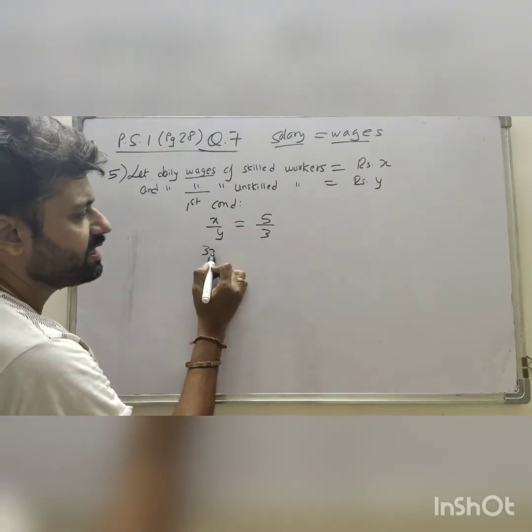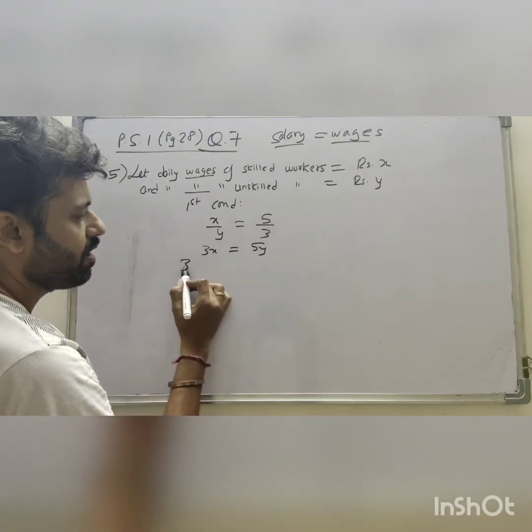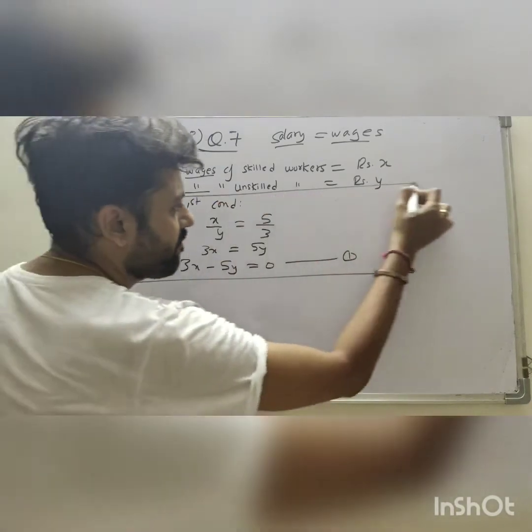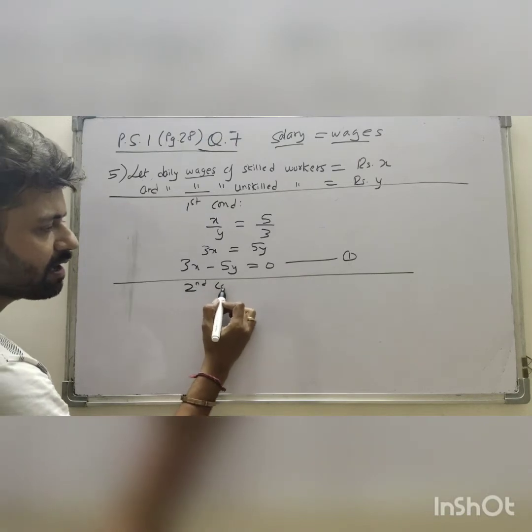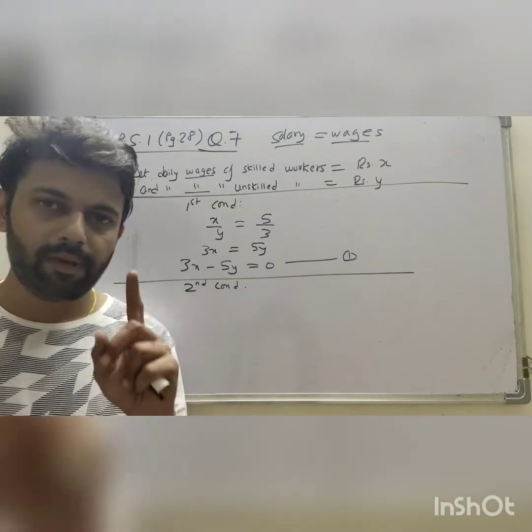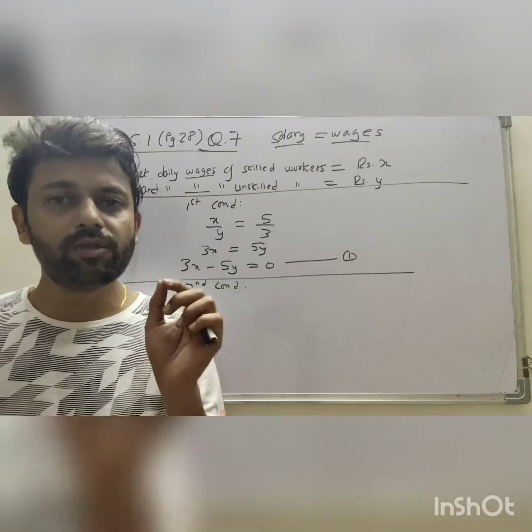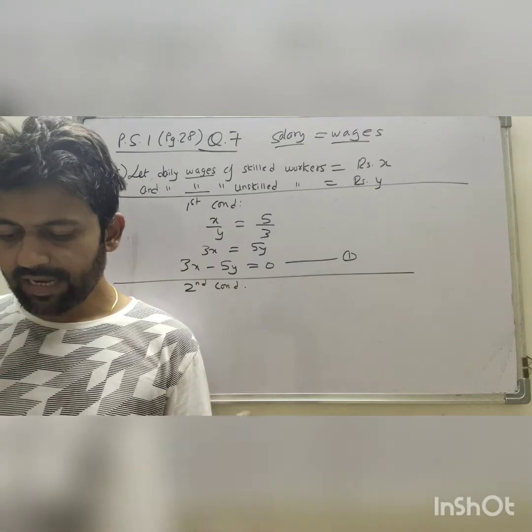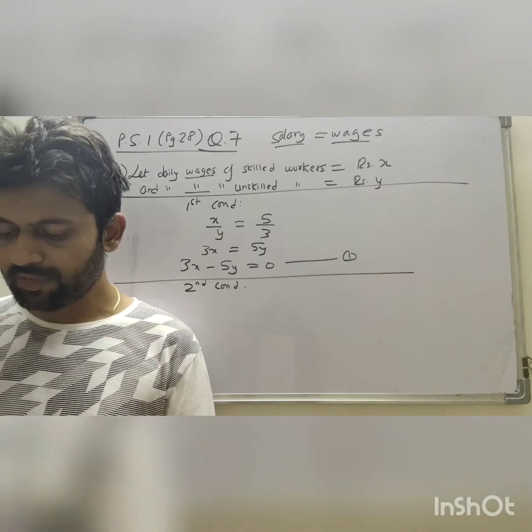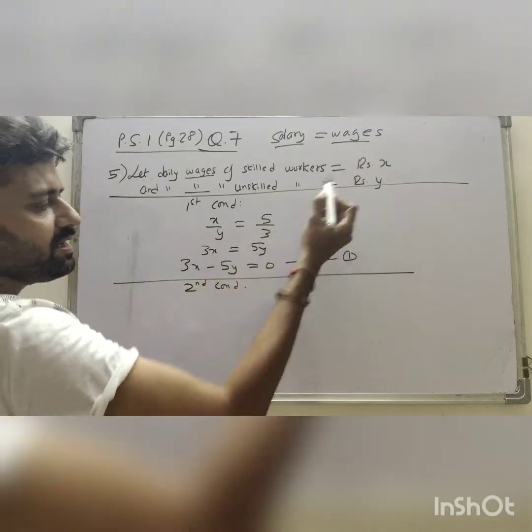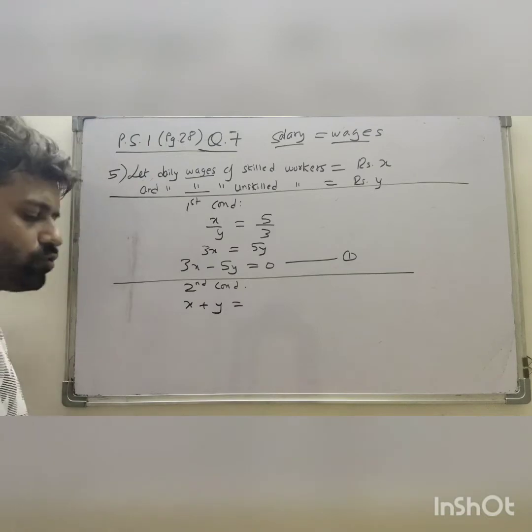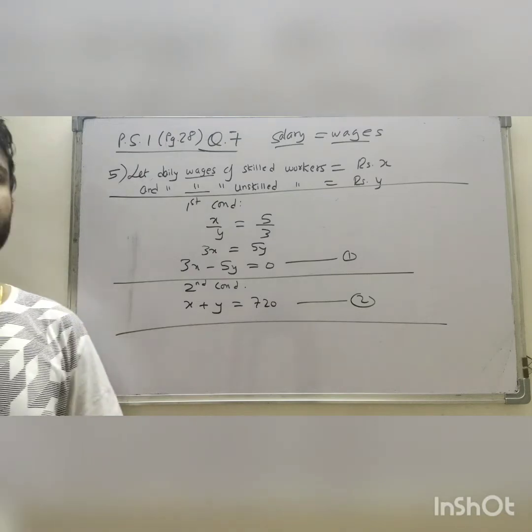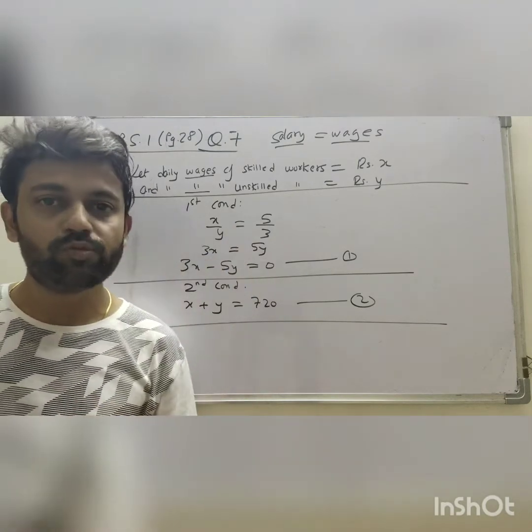On transferring 3, I get 3x, here I get 5y. On writing it in the form, I get 3x minus 5y is equal to 0 as my first equation. According to the second condition, the total salary of one day of both of them is rupees 720. The addition of both their salaries is rupees 720. These are the two equations formed by the two conditions.